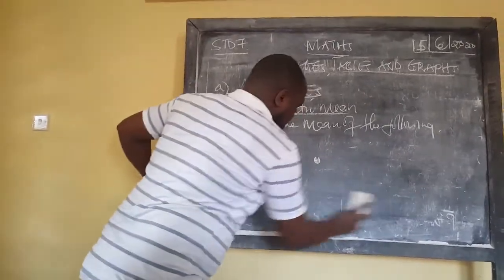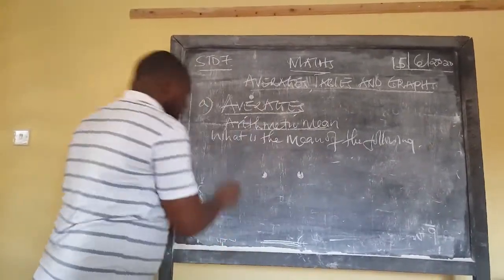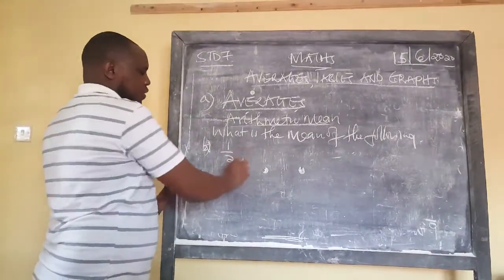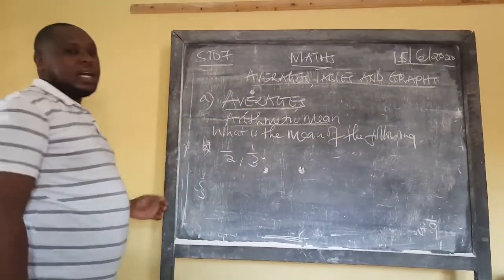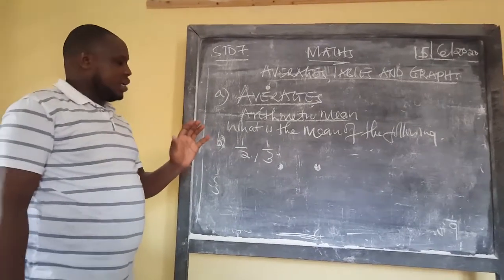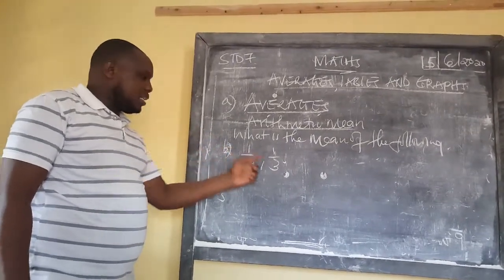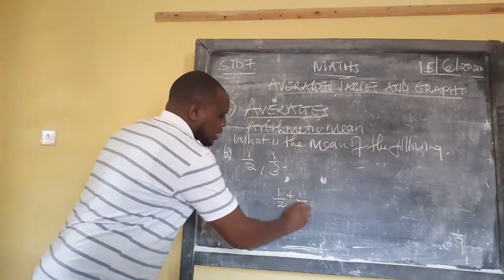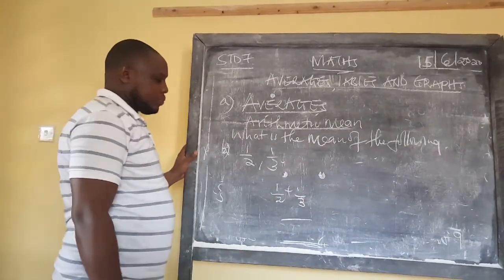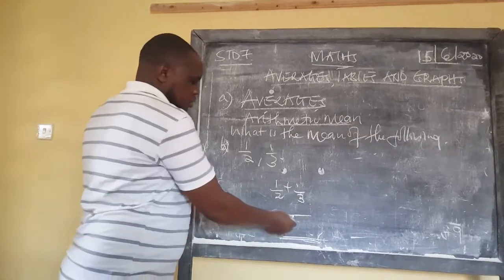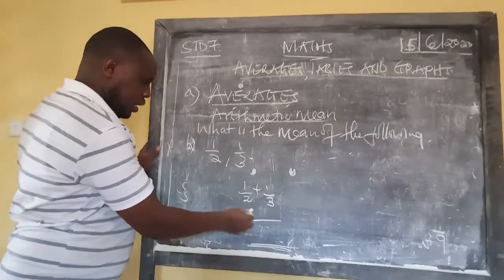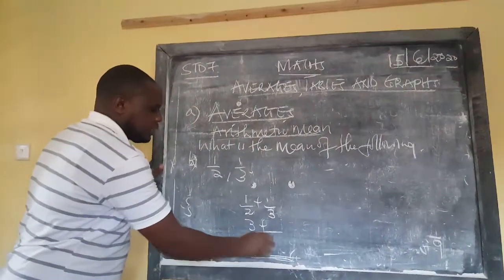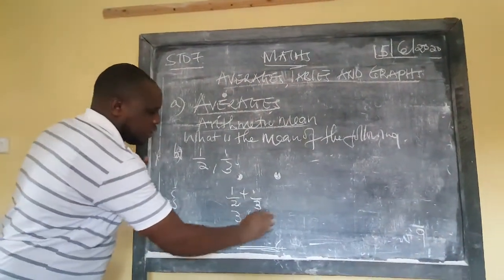Let's try to do another one, Lana. We get the average of the items B: half and a third. What is the average of half and a third? So Lana, the same way we are doing it. If you are getting the average, you add these two: half plus a third, and here we are choosing the LCM. The LCM is 6, so 3 plus 2 gives you 5 over 6.